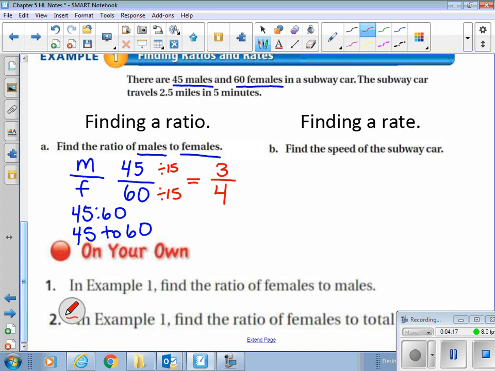Then we're going to find a rate, and remember, a rate is now going to involve units. So find the speed of the subway car.